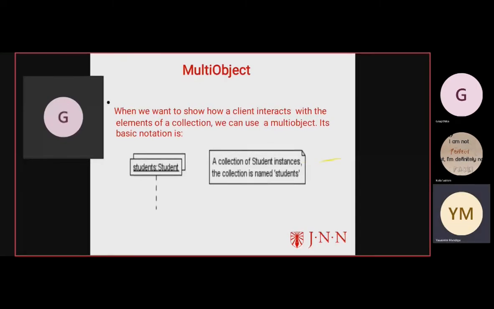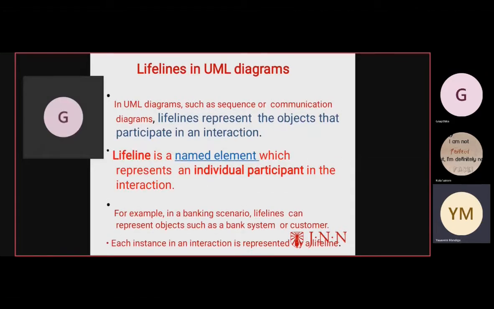So what is a lifeline? Why do we use the lifeline in a sequence diagram? In UML diagrams such as sequence or communication diagrams, lifelines represent the objects that participate in an interaction. A lifeline is a named element which represents an individual participant in the interaction. For example, in a banking scenario, lifelines can represent objects such as the bank system or a customer. Each instance in an interaction diagram is represented using a lifeline.